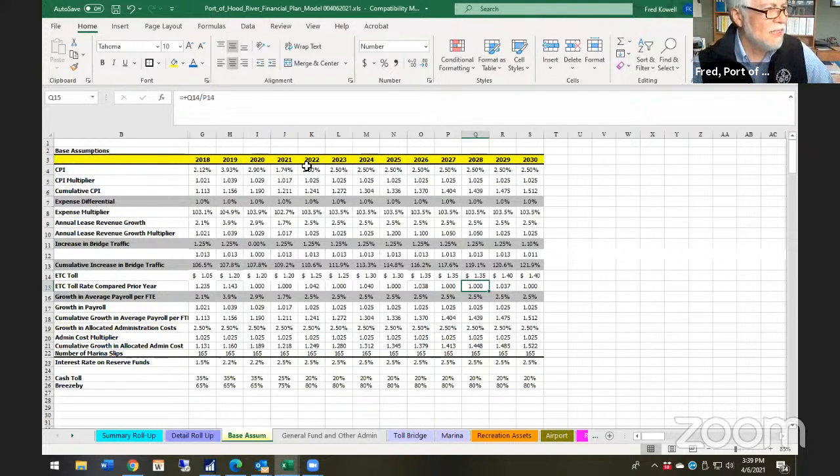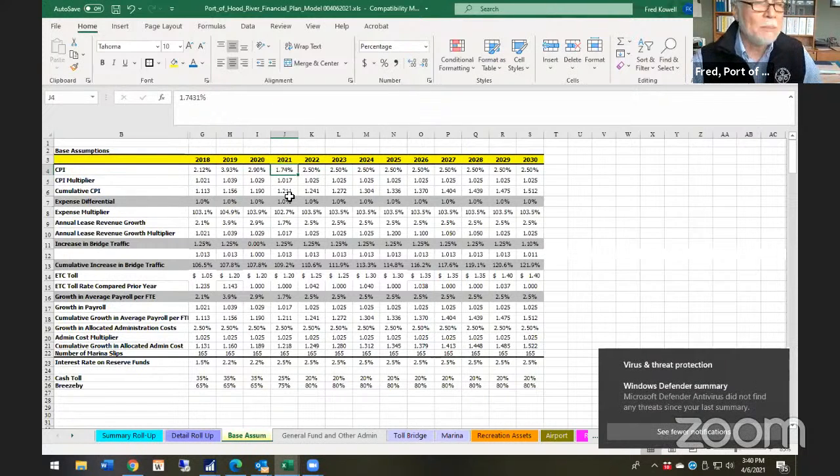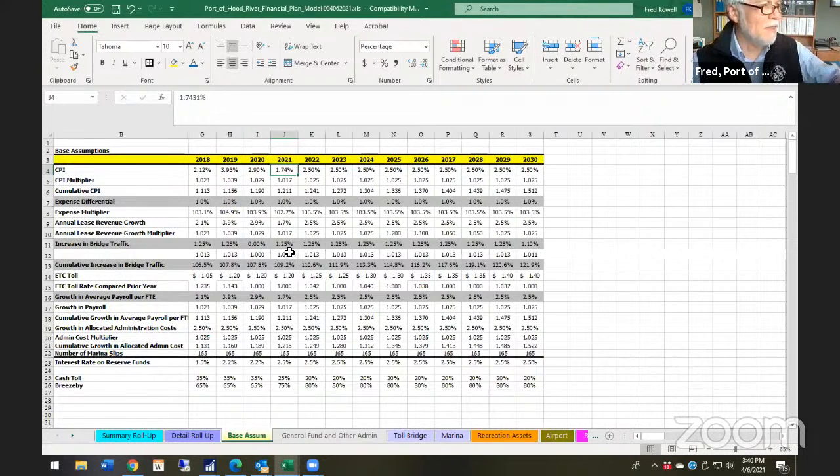And so that is this piece of the model that you see. And whenever a year comes about and I have that, then I basically put the actual CPI in place for that given year. And that sort of filters down here into your expense multiplier. Your revenue growth is dependent upon that. So these are all formulas that come into being.